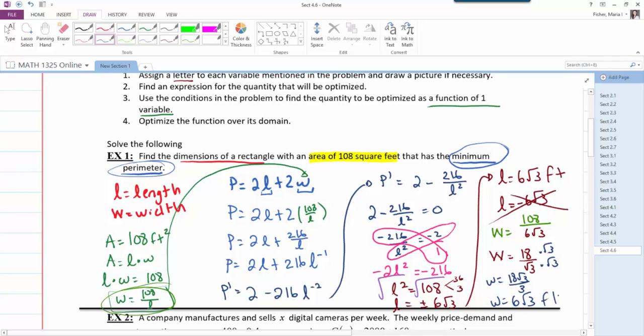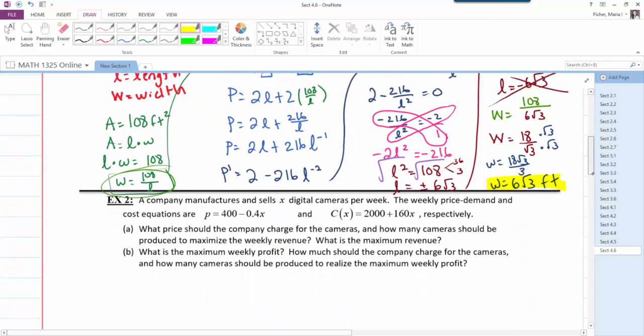So the dimensions for this rectangle are, my length is going to be 6 square roots of 3 feet by my width of 6 square roots of 3 feet. Let's look at example 2.